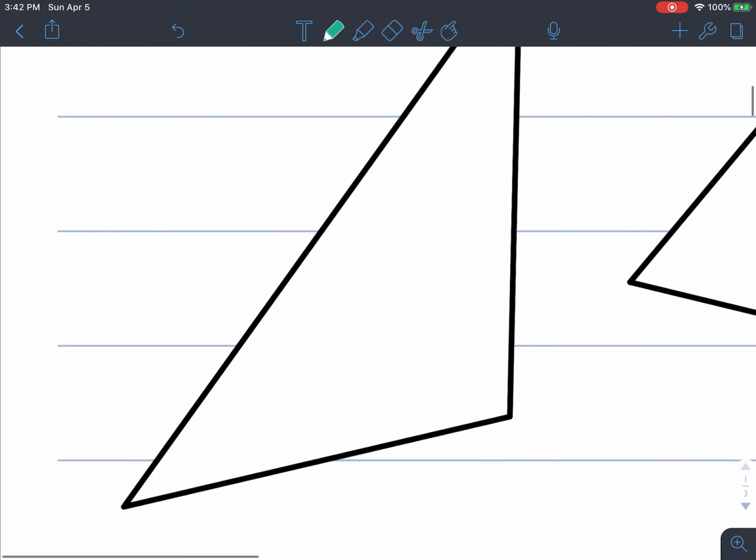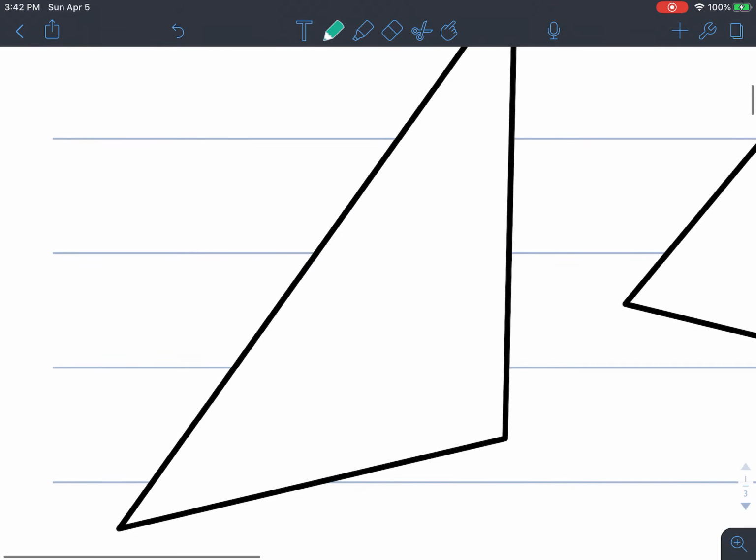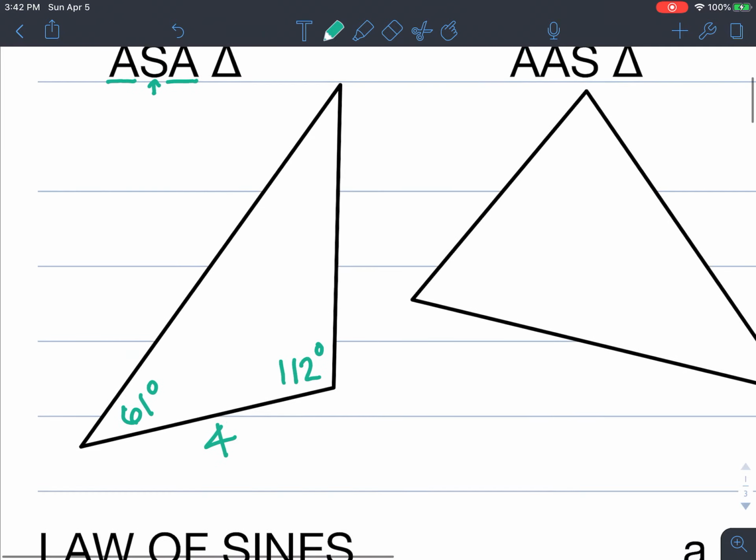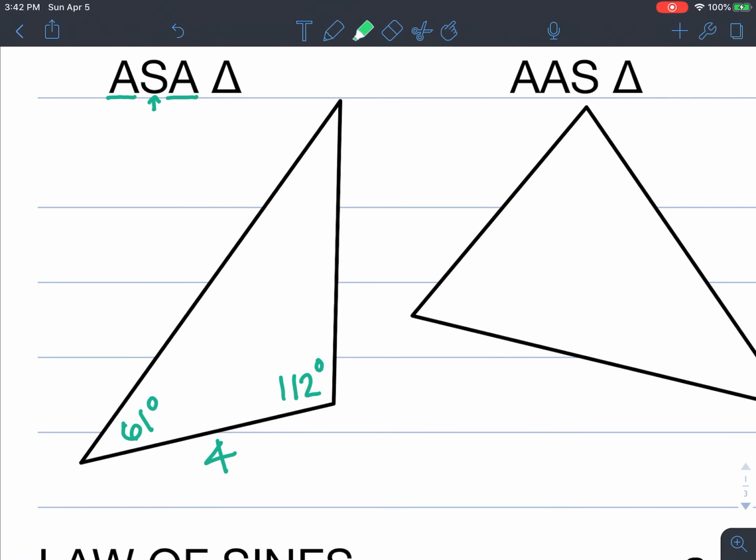So I have an example here. We can say, this picture's not drawn to scale, sorry. We'll say this is 61. And we'll say this is 112. And we'll say that this side here is 4. So this is an ASA triangle because I have an angle, a side, and another angle. And the side is between the two angles.